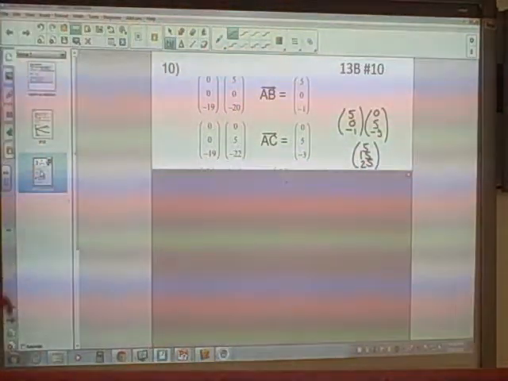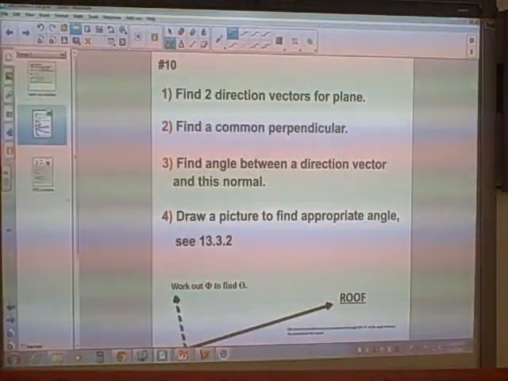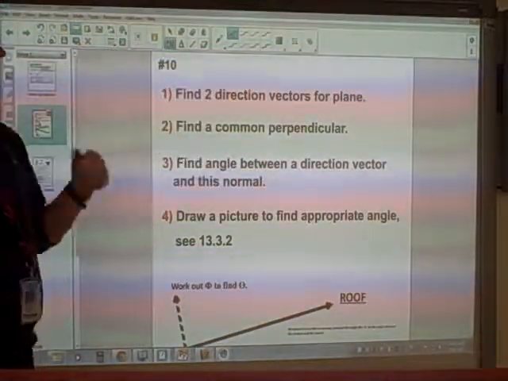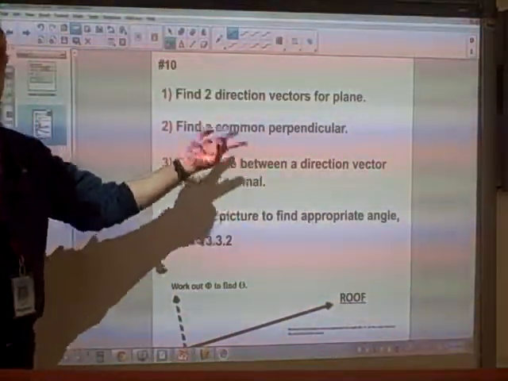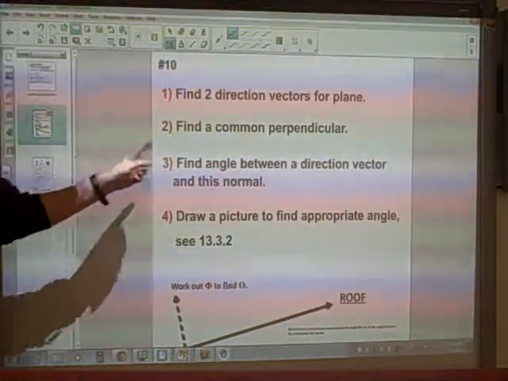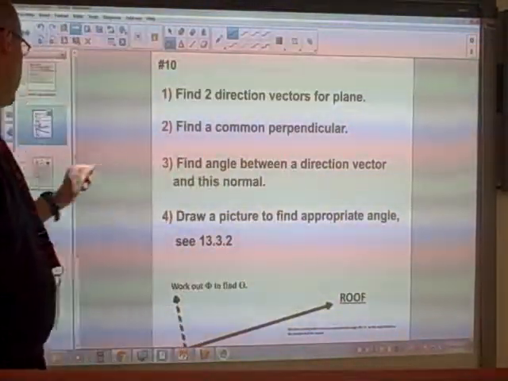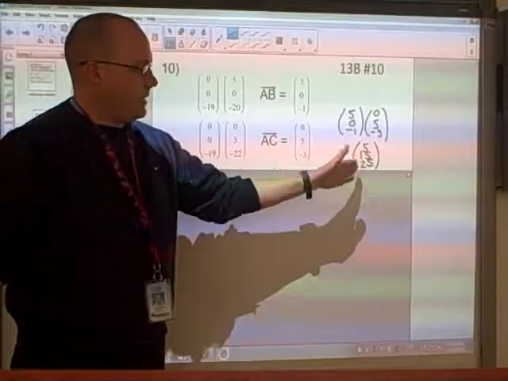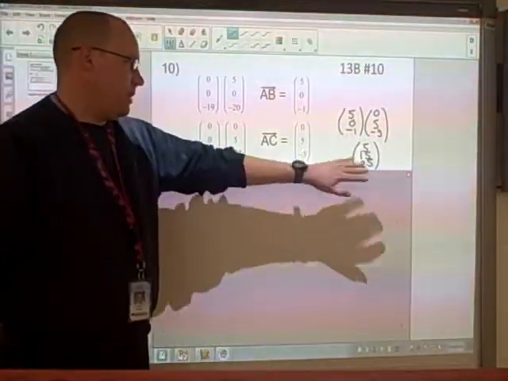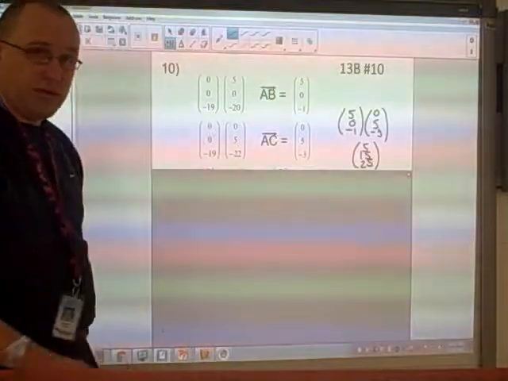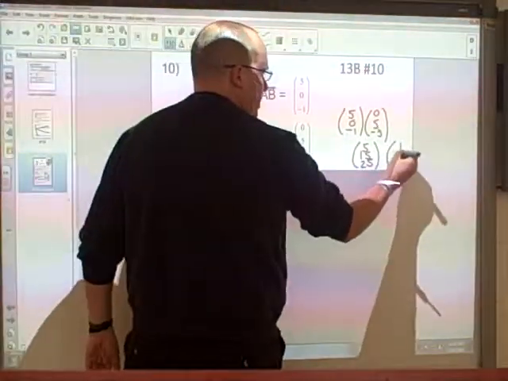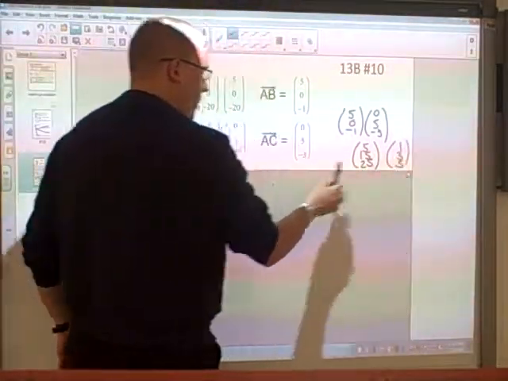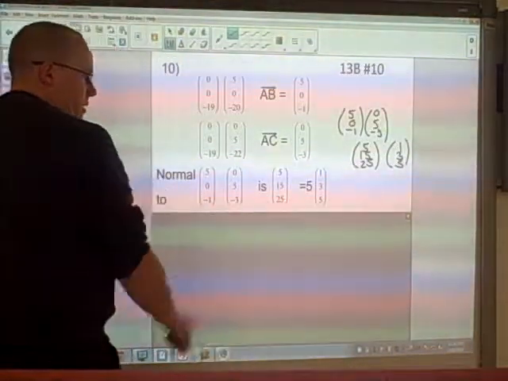Now if we go back to the previous section, it says we're going to find two direction vectors of the plane, we're going to find a common perpendicular, that's what I just did, and then we're going to find the angle between the direction vector and this normal. So this we can actually simplify. With this just being a direction vector, we could take a multiple out here and it would still be the same direction vector. So we could say for this one, this is 1, 3, 5. And that's what we're going to do.